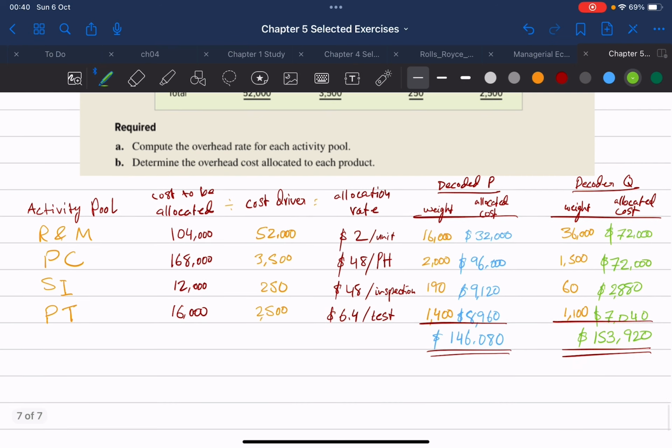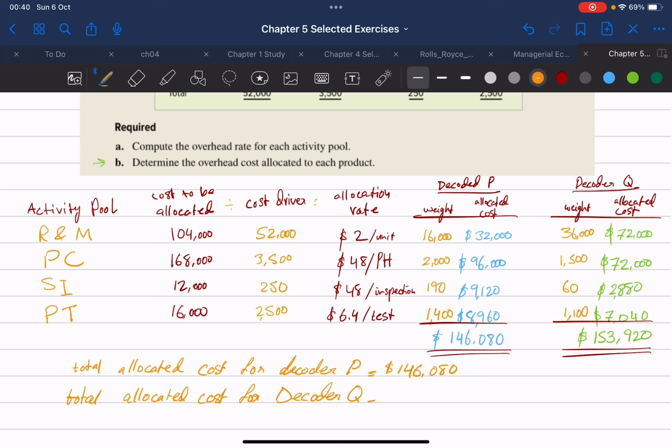Okay. So, if you want to answer the question straight on, you could say total allocated costs for decoder P equals $146,080, and the total allocated costs for decoder Q equals $153,920.